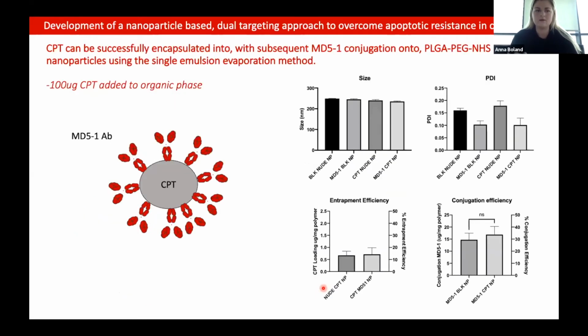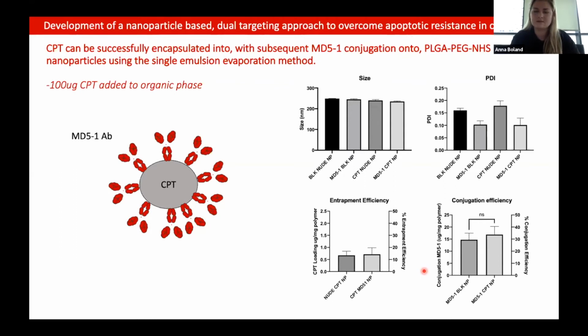Camptothecin is quite hydrophobic, so we were able to successfully encapsulate it into our nanoparticles and also subsequently conjugate our antibody onto their surface. We do this by adding CPT to our organic phase in our particle preparation. And we can see that we have particles of very uniform size, a bit of variation in PDI, but importantly, the encapsulation or entrapment efficiency of CPT remains very similar for our nude and our CPT MD51 particles, and our conjugation efficiency shows little variation in these particles as well.